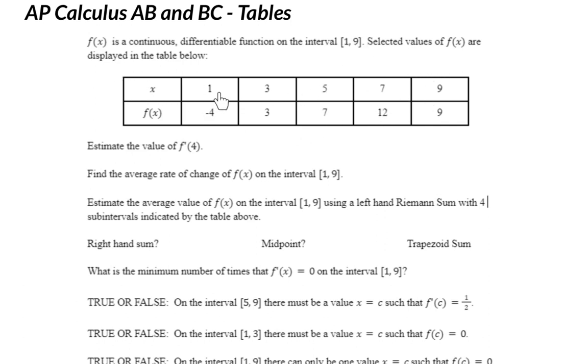So you can see we've got the x values from 1 to 9. We got y values that range here. These are only certain values. Obviously, we don't know what's happening in between. First question often is estimate the value of the derivative or rate of change at 4.